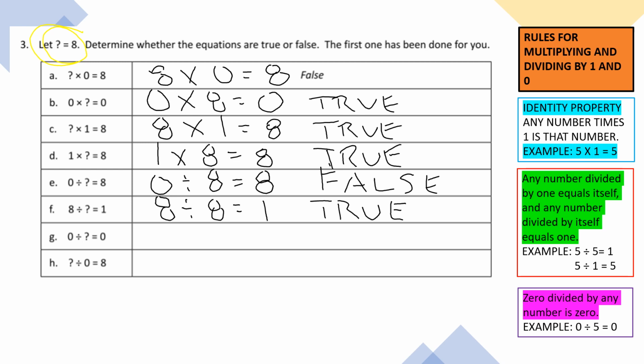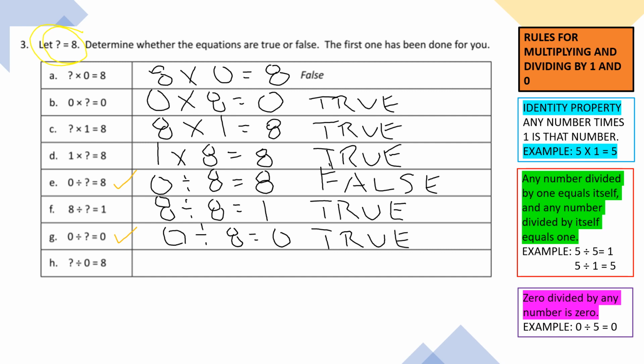All right, let's look at G. G says 0 divided by 8 equals 0. Well, E and G are the same, right? But the only difference is for E, it was false. For G, it's actually true. 0 divided by 8 is 0.